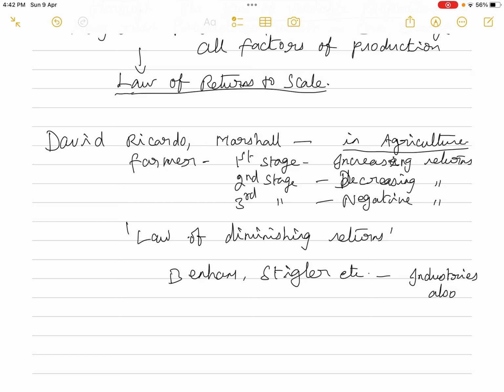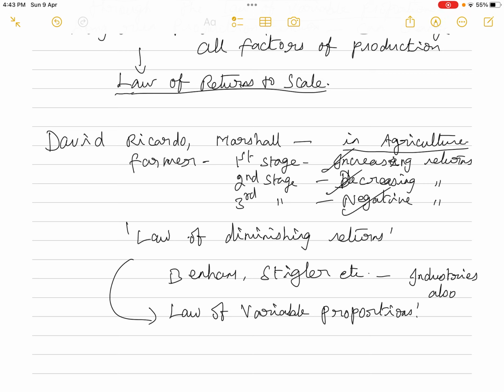Even in industries, if the producer keeps on increasing only one or two factors, keeping the other factors constant, the producer will come across the same three stages: increasing returns, decreasing returns and negative returns. So they renamed the law as the law of variable proportions.